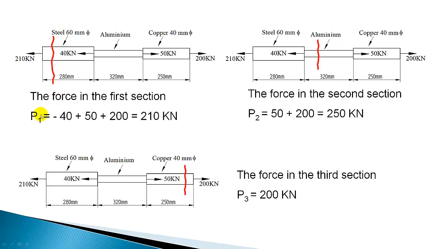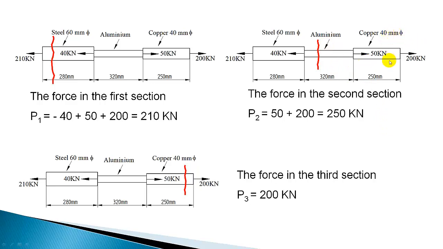I am representing this by subscript 1. You may even give a subscript S for steel and A for aluminum, like that. Now we got the force in the steel portion. Now let us come to the aluminum portion. I have taken a section plane and am looking at the forces on the right side. We have 50 kilonewton rightward and 200 kilonewton rightward. So 50 plus 200, which will give 250 kilonewton. So we got the force in the aluminum section.